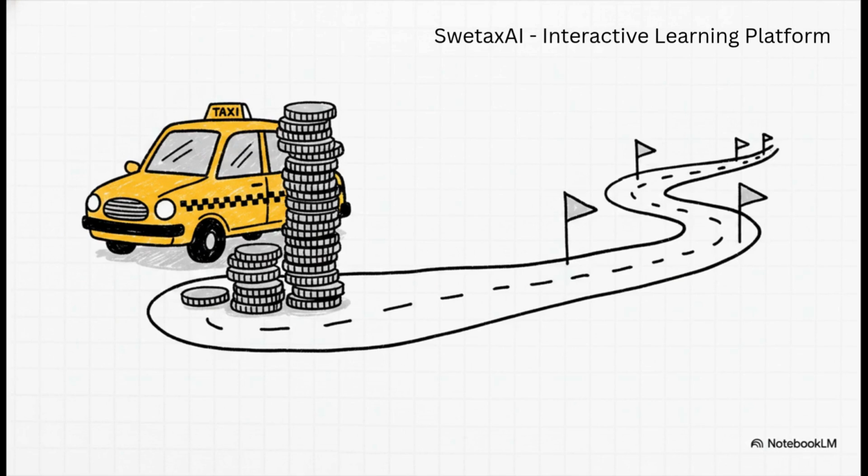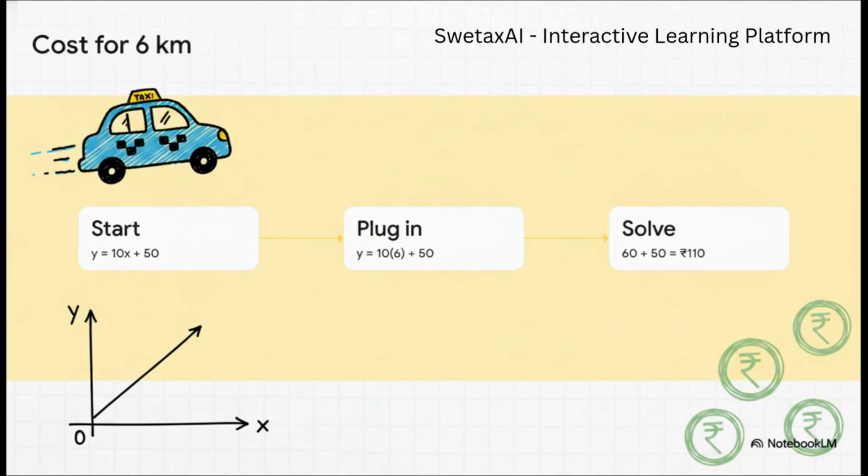And the 50 rupee fixed fee is our starting point on the meter before the car even moves, which maps exactly to our y-intercept, the c. Put it together, and our real-world equation is y equals 10x plus 50. So what's the cost for a 6-kilometer ride? Well, we start with our equation, y equals 10x plus 50. We plug in 6 for our distance, x. 10 times 6 is 60, plus the 50 base fee, boom! We immediately calculate a total cost of 110 rupees. We've literally just mapped reality onto a math grid.